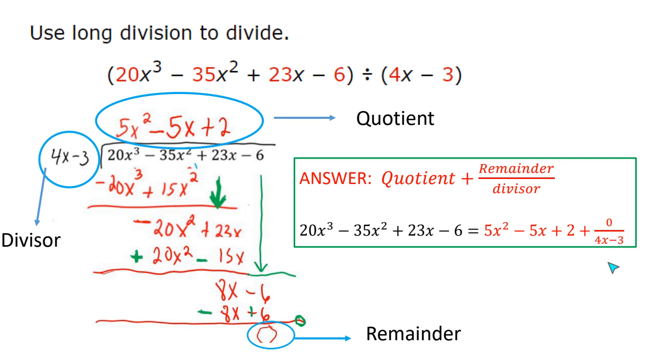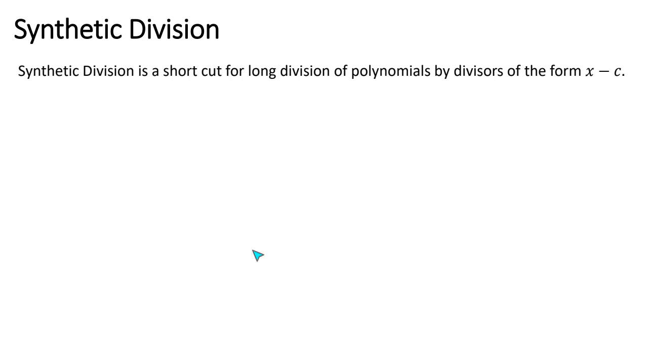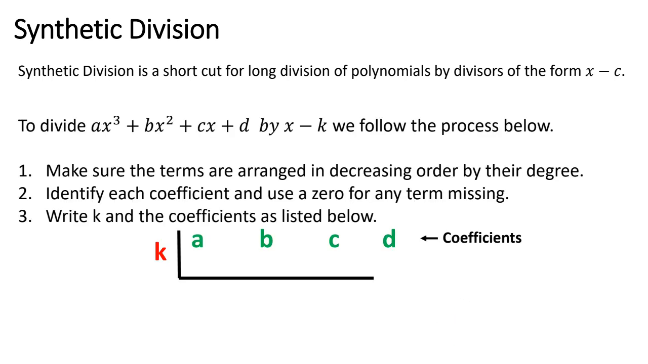Okay, so this is one way to divide polynomials, but what we want to focus on today is synthetic division, which is essentially a shortcut for long division. However, for synthetic division, we want to have our divisor to be in this form here, x minus c. So let's look at some examples here.